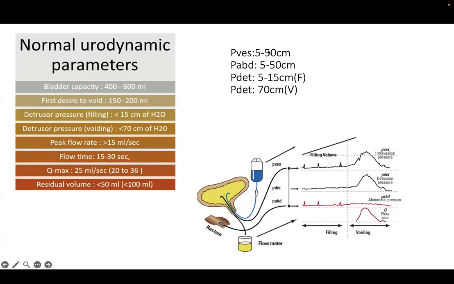Normal vesical pressure is 5 to 50 centimeter, abdominal pressure also 5 to 50 centimeter, detrusor pressure 5 to 15 centimeter during filling and up to 70 centimeter during voiding. This slide is very, very important.